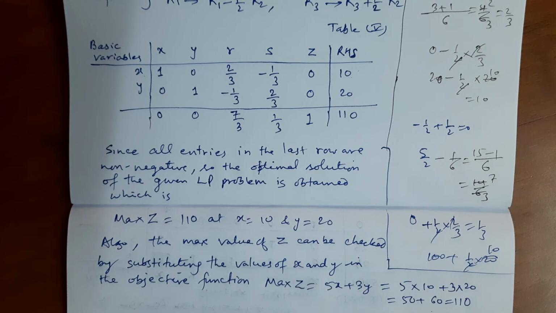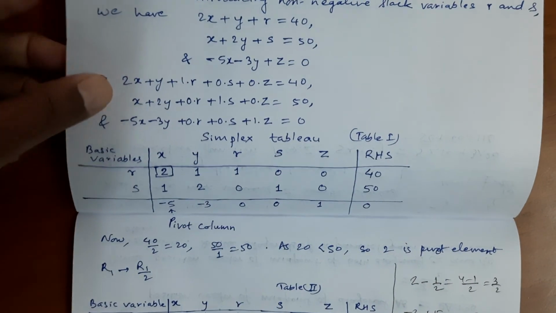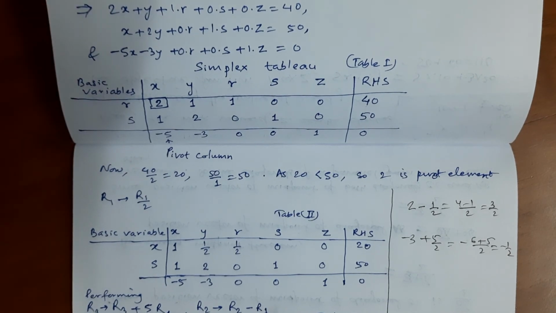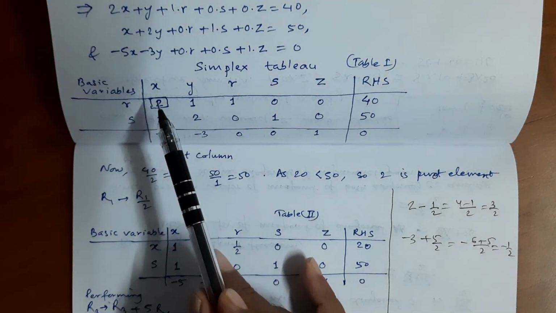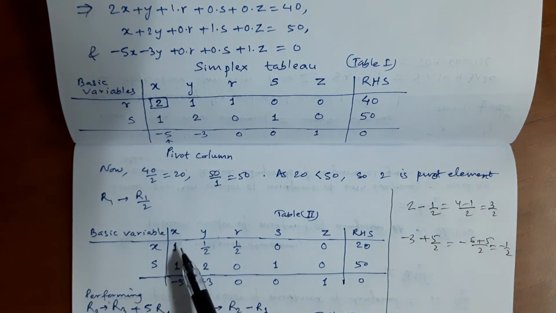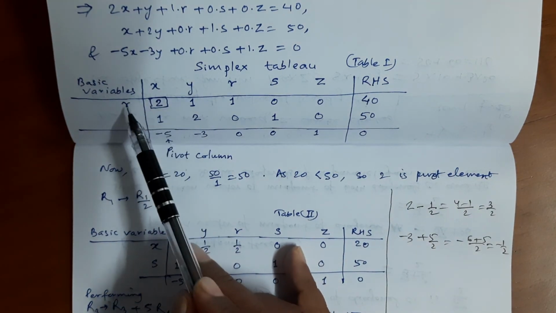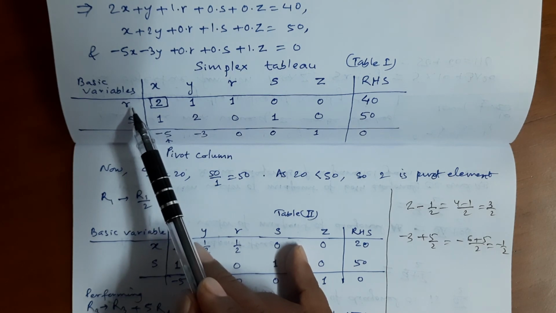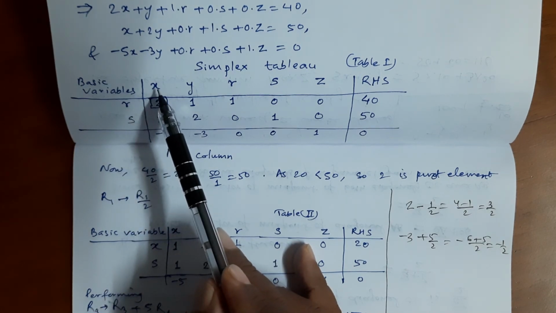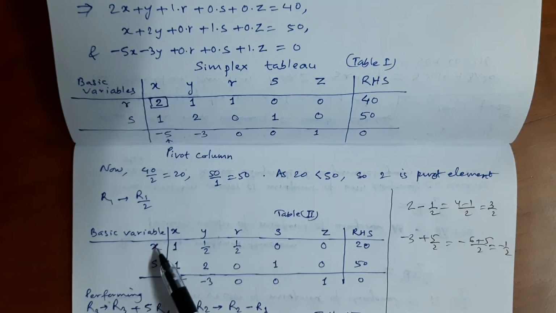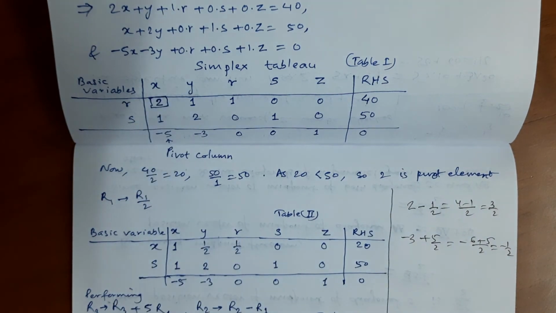Okay, and next main thing we have to care about is when we make this value 1, then at that time this r will leave, this becomes the departing variable and x becomes the entering variable, x will come to this r place. Okay, so this x will be written here because we have made this 1, so this will come to this place. So that thing we have to care about.